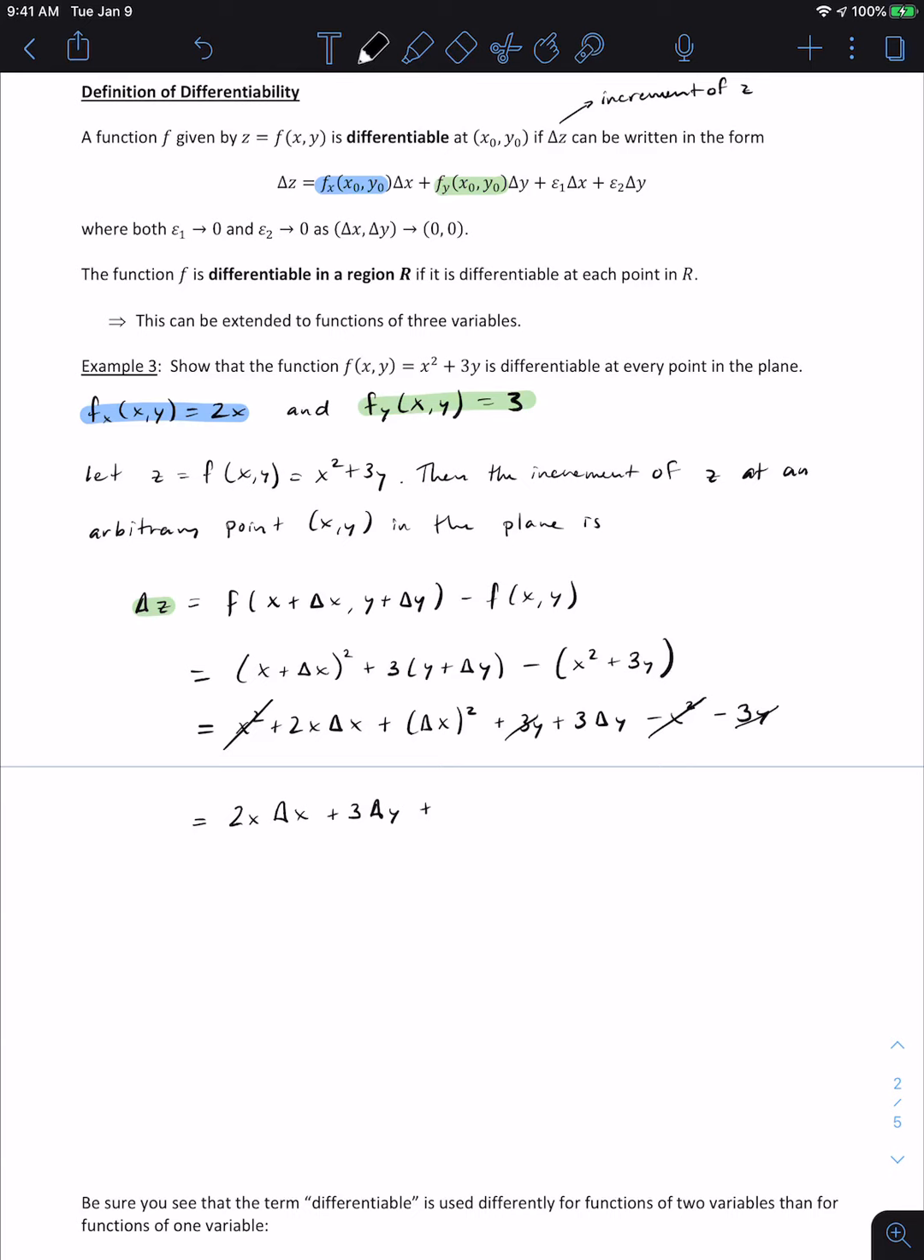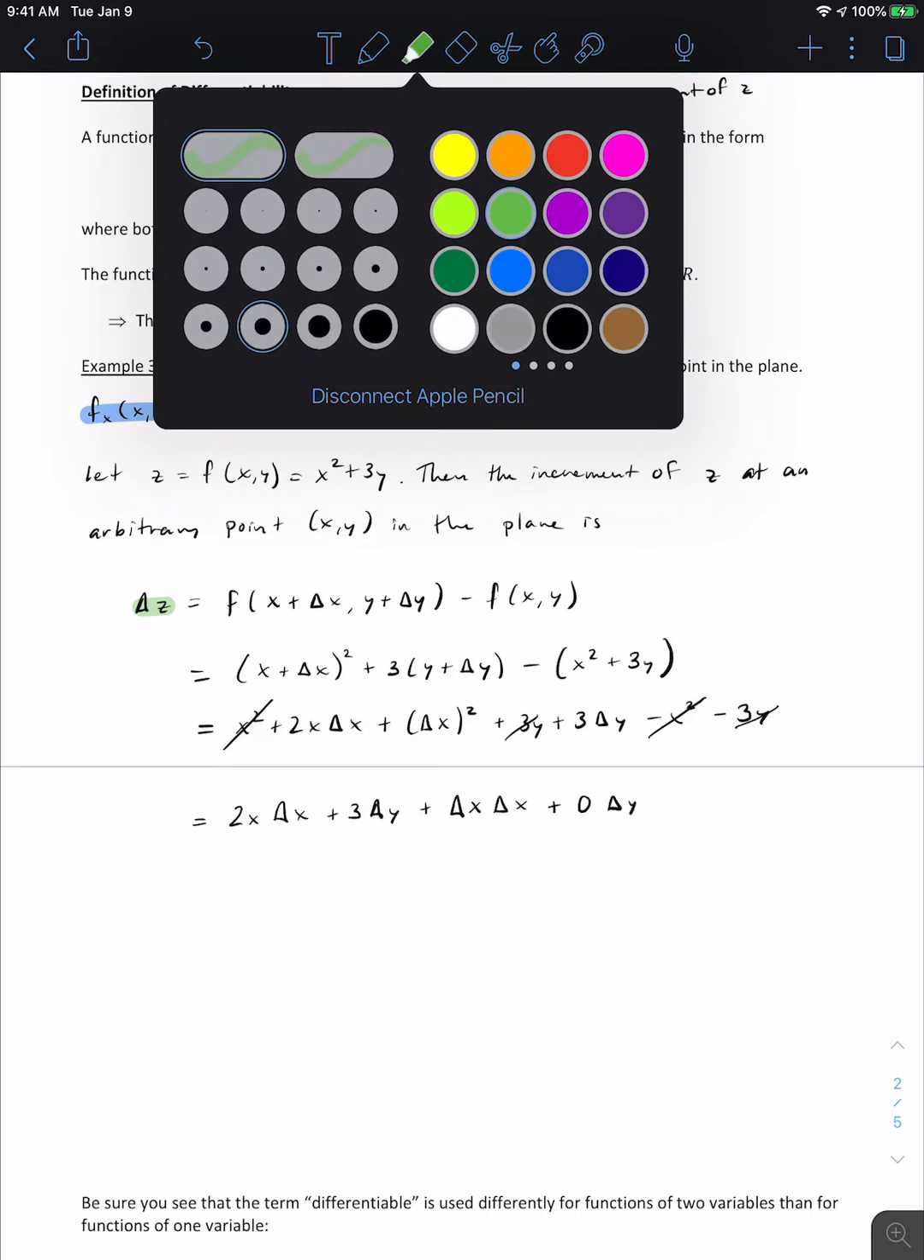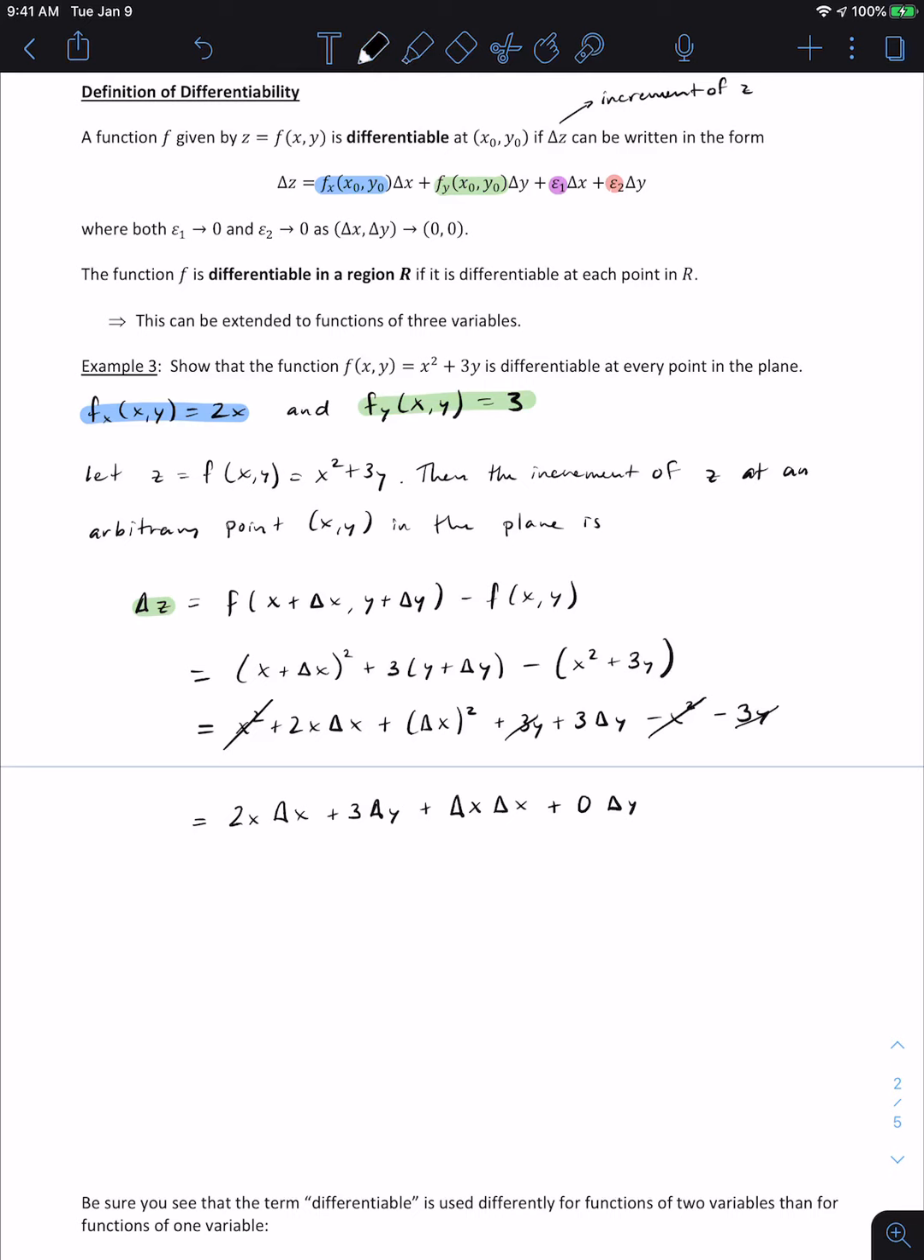So whatever's with delta x that's left is going to be my epsilon 1. So I'm going to rewrite this as delta x times delta x, since I know that I need something multiplied times delta x to be my epsilon 1. And then I have no delta y, because I already took care of this delta y, right? So I'm just going to write plus 0 delta y. So now, if I think about all these pieces, there's epsilon 1, here's epsilon 2.